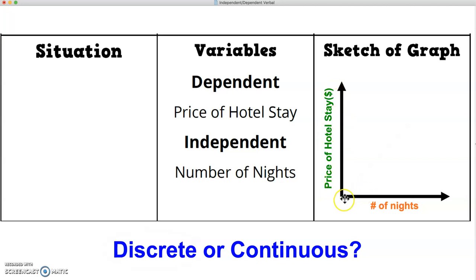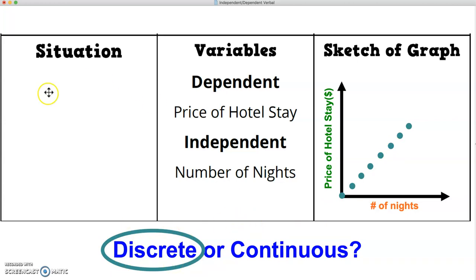So the sketch of the graph, I want you to think about it as, can you stay half a night? Or would these points be connected or disconnected? So we could stay 0 nights and have a total price of $0. We could stay 1 night and have some cost for that 1 night, and 2 nights, and so on and so forth. But there is no way to have 1.5 nights. So these points are going to be disconnected. So once again, this is a discrete situation.